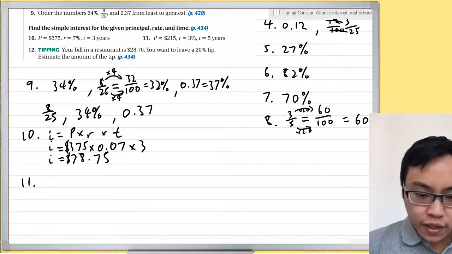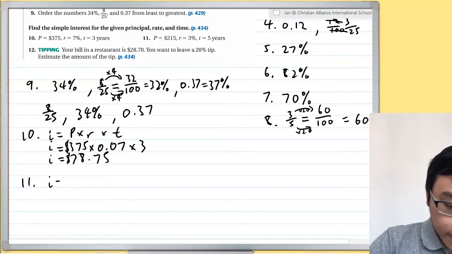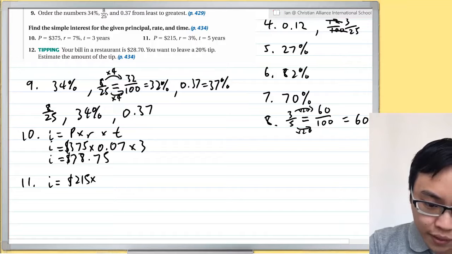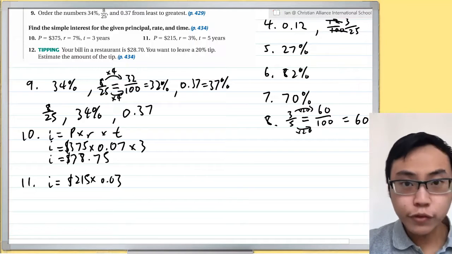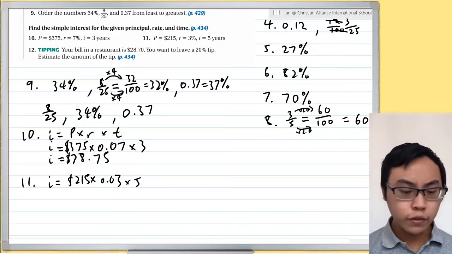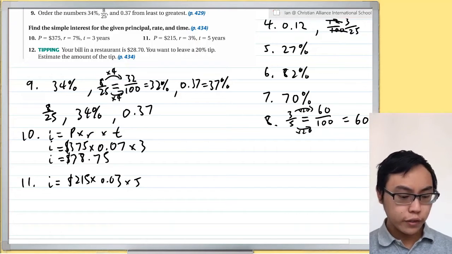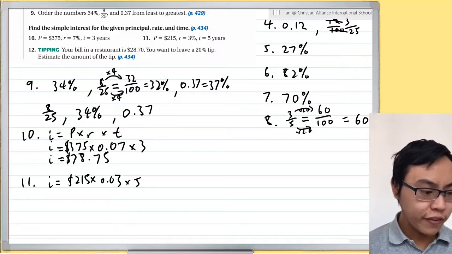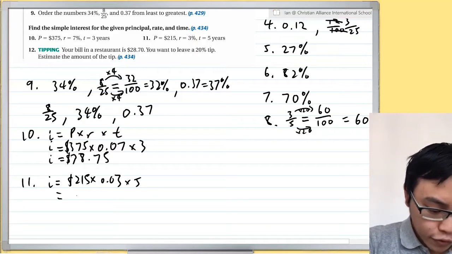Question 11, so we do the same thing. I is equal to 215 times the rate, which is 0.03, times the time, which is 5 years. So all you have to do is enter all of that into your calculators. That's 215 times 0.03 times 5. Then you would get $32.25.